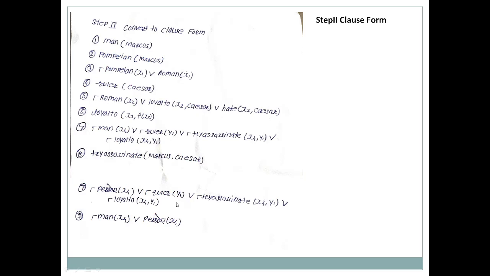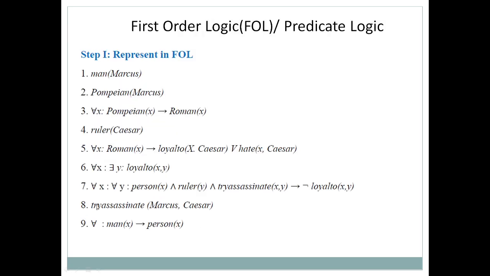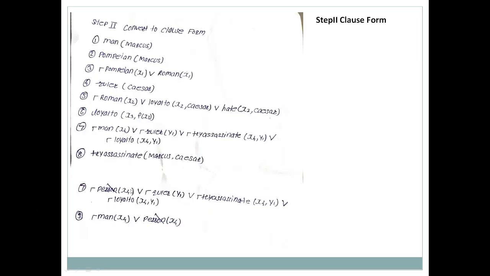Okay, and then statement number 8, try to assassinate Marcus comma Caesar. So here, suppose we convert this into clause form, then there will be no change. Marcus try to assassinate Caesar, it will remain as it is, there is no change.